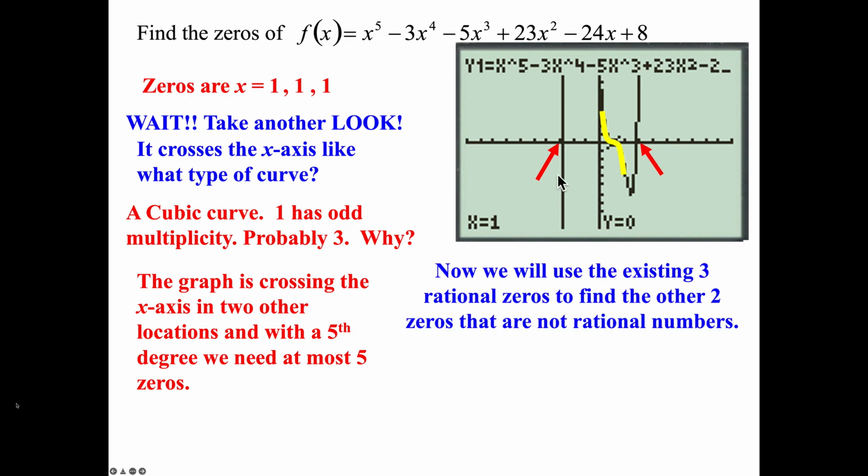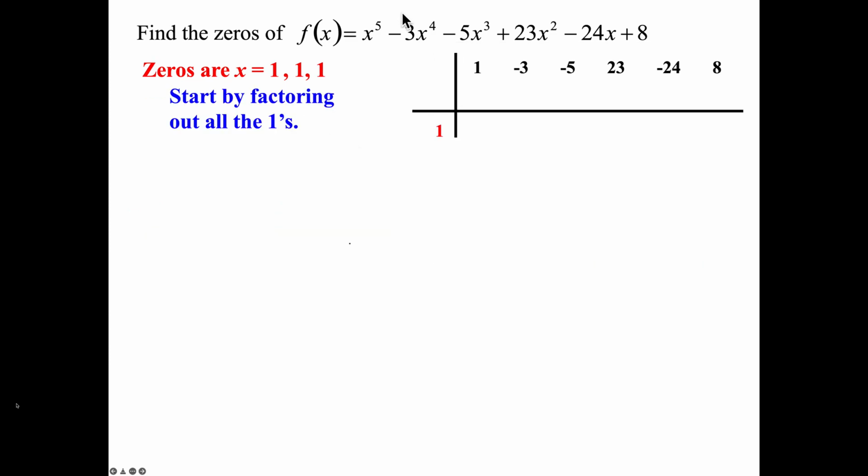So what we're going to do is use the existing 3 rational zeros, which are all 1s, to find and factor this down to a quadratic polynomial so we can find these 2 irrational zeros. So we're going to do the same thing as before. We're going to build that synthetic division table, piggyback style, but we're going to run 1 through all of them. So the 1, the -3, the -5, the 23, the -24, the 8. Put the 1 in and run it through the synthetic division table. I'm going to let you go first, and then I'll join you and we'll double check if your numbers are right. So if you want to pause it, pause.